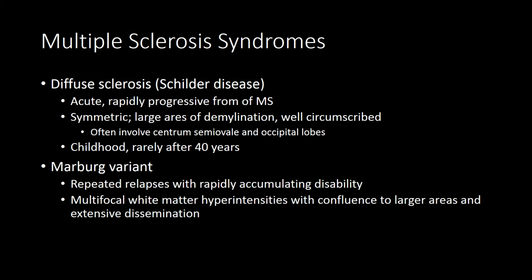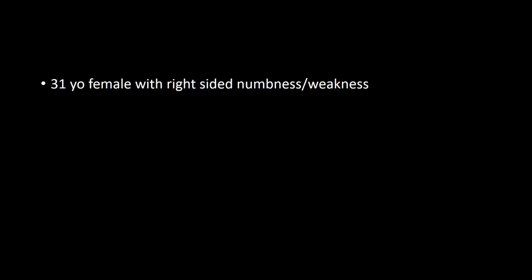Marburg variant is characterized by repeated relapses with rapidly accumulating disability. On imaging, what you see is multifocal white matter T2 hyperintensities with confluence to larger areas and extensive dissemination.